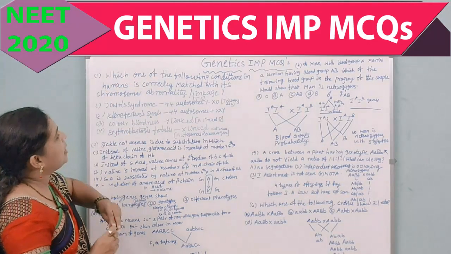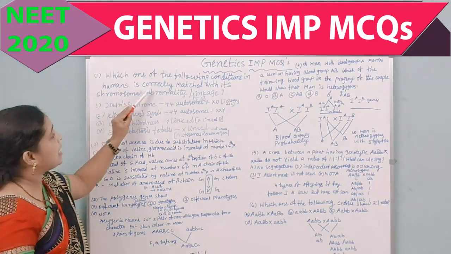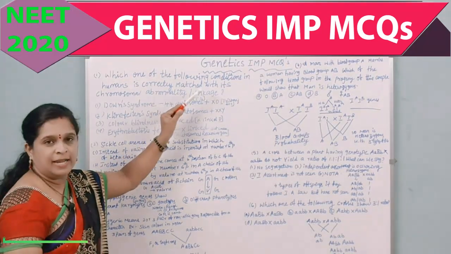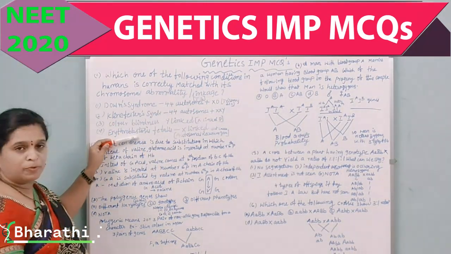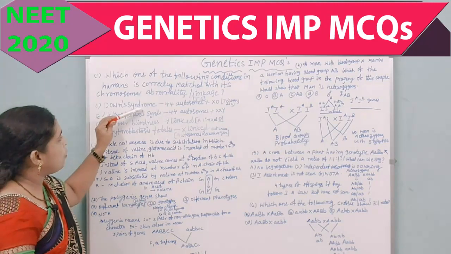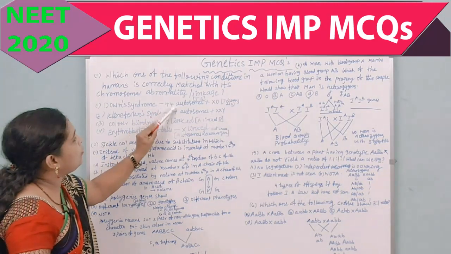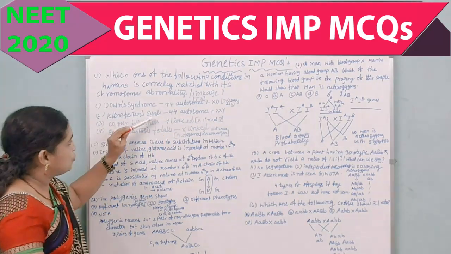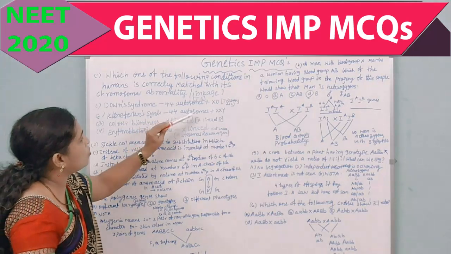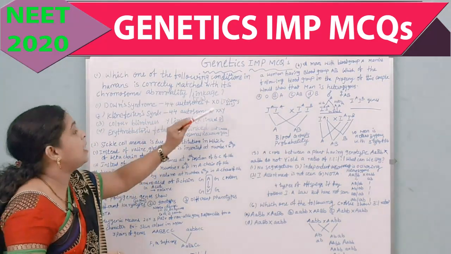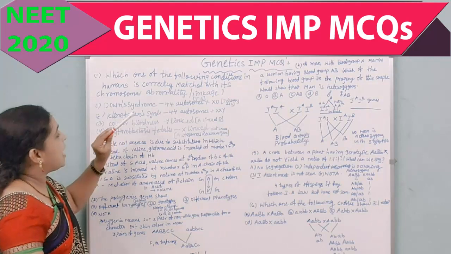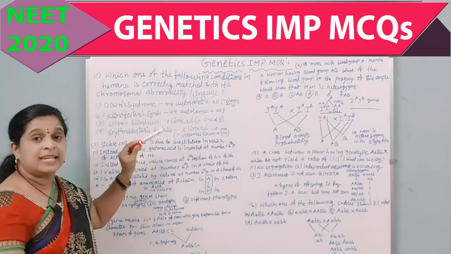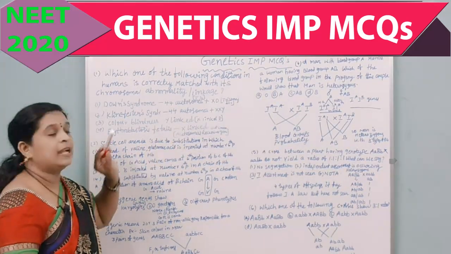Which one of the following conditions in humans is correctly matched with its chromosomal abnormality or linkage? They have given 4 options. The first one is Down syndrome, matched with 44 autosomes plus 1 X chromosome. Klinefelter syndrome is linked with 44 autosomes plus 2 X and Y chromosomes. Color blindness is matched with a Y-linked one. And erythroblastosis fetalis is linked with an X-linked disease.